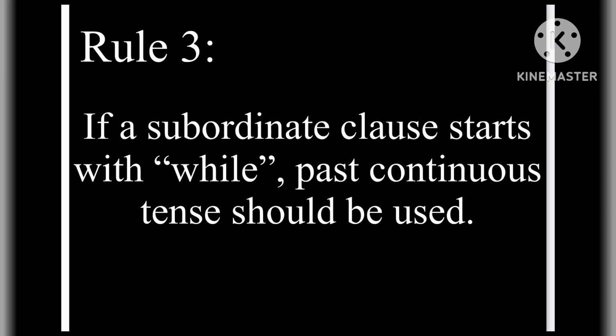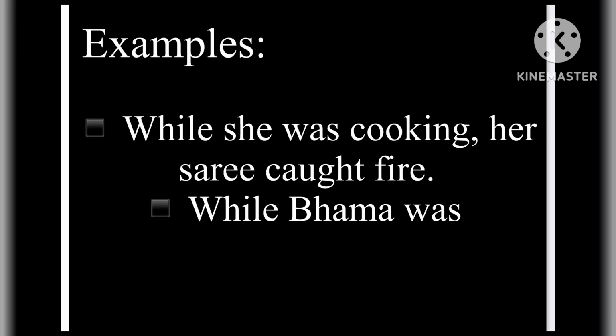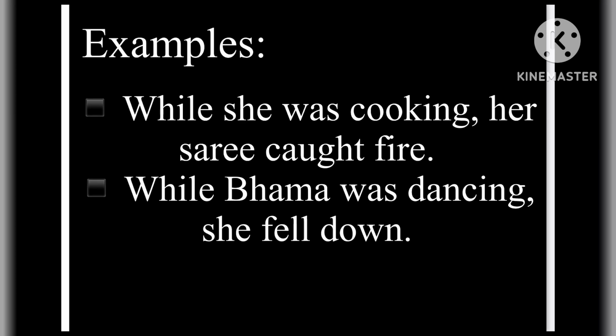Rule number 3 for past continuous tense. If a subordinate clause starts with while, past continuous tense should be used. Examples for rule number 3: While she was cooking, her sari caught fire. While Bama was dancing, she fell down.